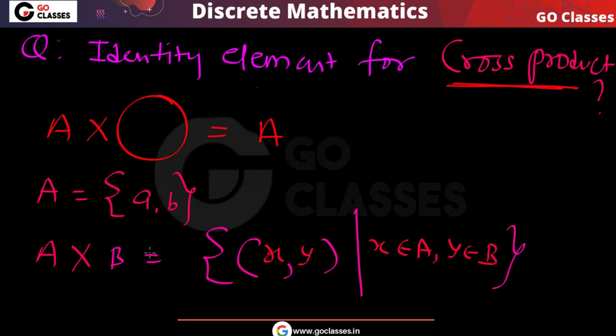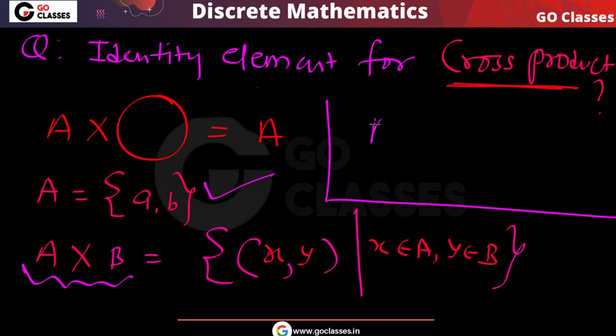So you can see that there is no identity element for cross product, because if you have a set A, then in the cross product you will have ordered pairs. Every element will be an ordered pair x comma y, where x is coming from A and y is coming from B. So this A can never be equal to A cross B. A is never equal to A cross B. That's the reason I can say there is no such identity element.